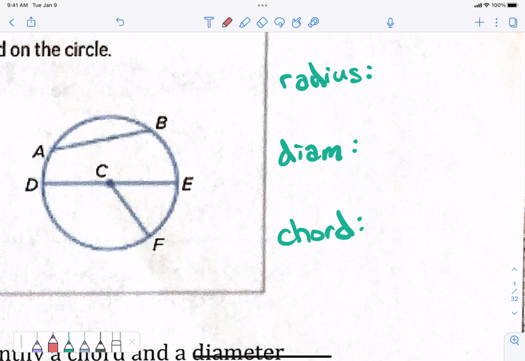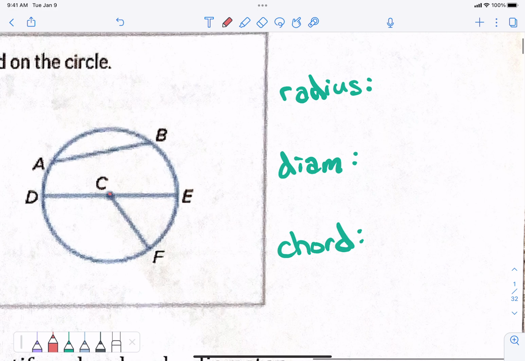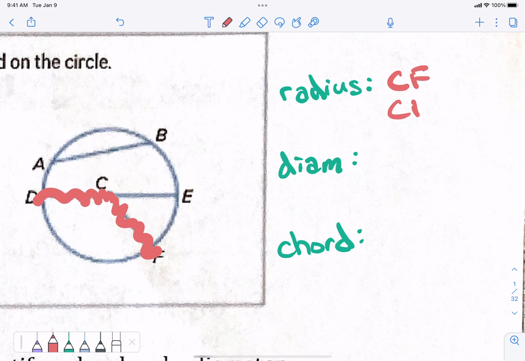What's the name of one of them? DC. I don't know if it's proper to do it this way, but I always name a radius starting from the center and going out. Does that make sense? So I would name CF as one radius, and then CD is another radius, and CE is the third one. So there's technically three of them in there.